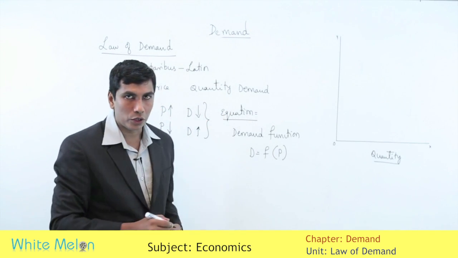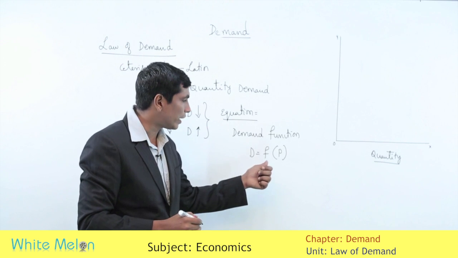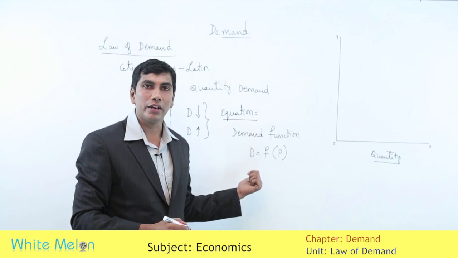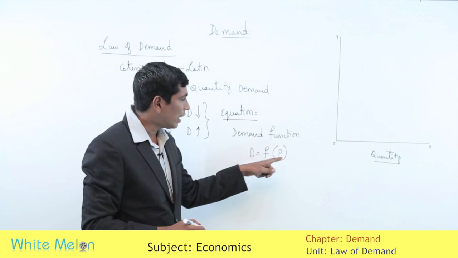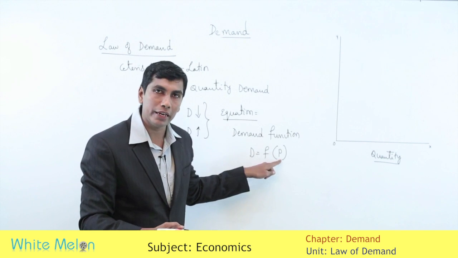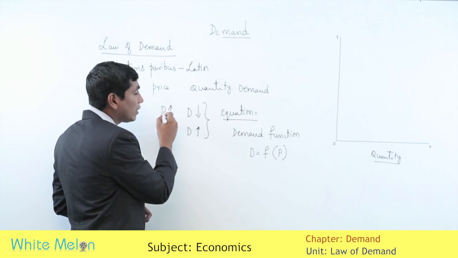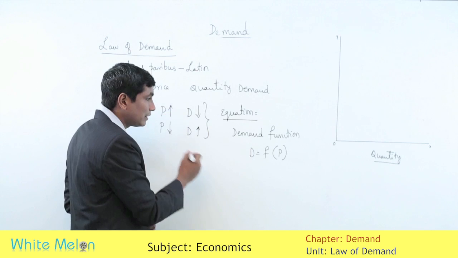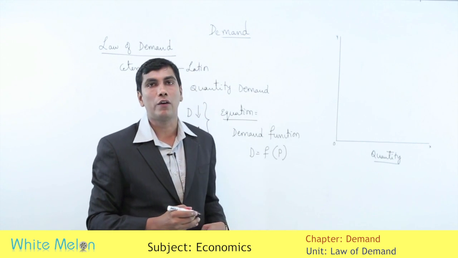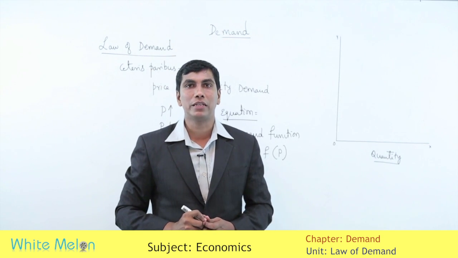As told earlier, whenever in an equation the variable which is written on the left hand side will be called the dependent variable. Here demand is the dependent variable and P stands for price. Price happens to be the independent variable, meaning here demand is changing because of changes in price. That is the reason demand is dependent on price. So this is one way of representing the relationship between price and demand.